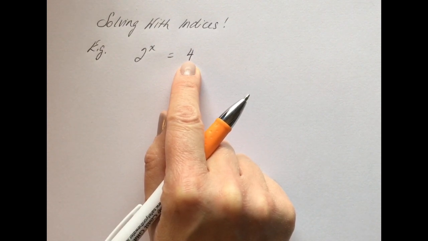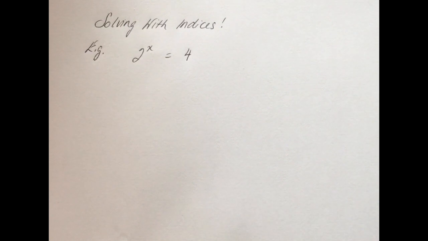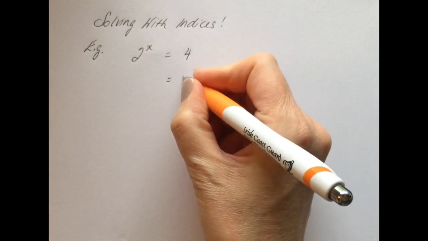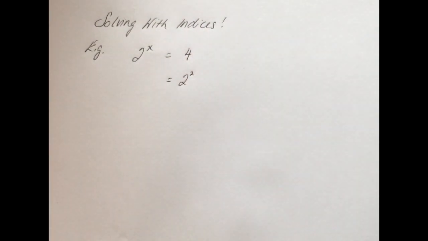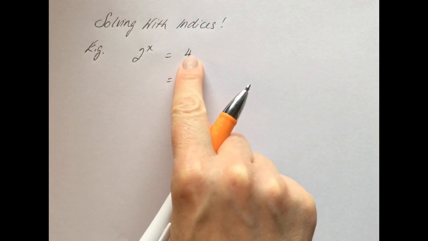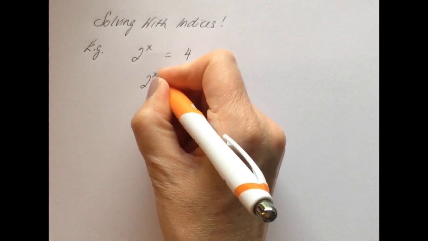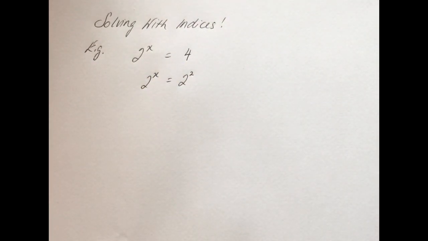of 2, okay? By all means, you might want to use your calculator here if you're not very familiar with what numbers result from what powers, okay? But your calculator will help you out if you need to do any bit of work on that. 4, we can write as a power of 2. It is, of course, 2 squared. Okay, so rewriting the right-hand side as 2 squared, and the left-hand side, of course, is 2 to the power of x.